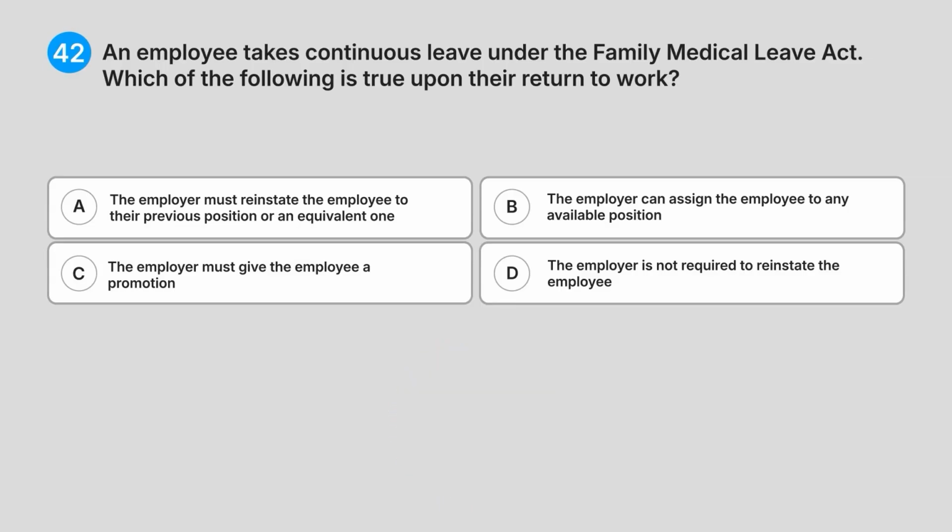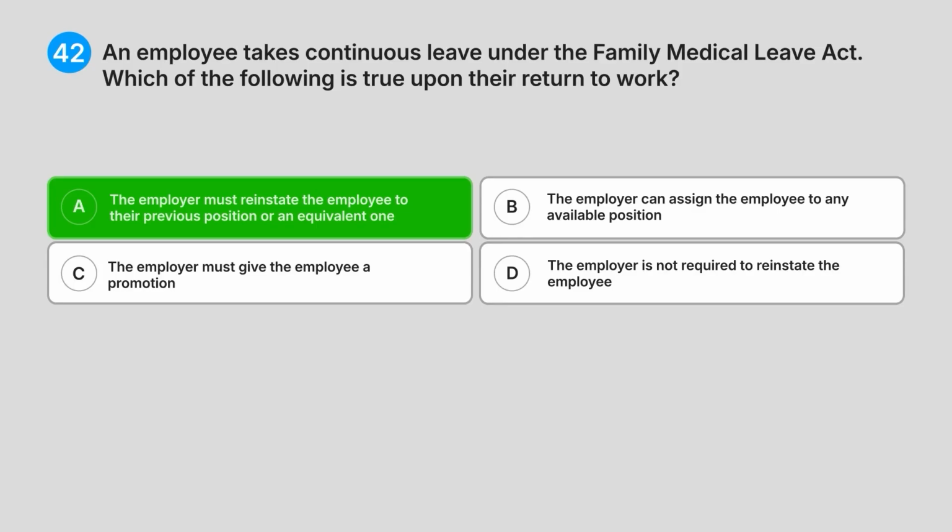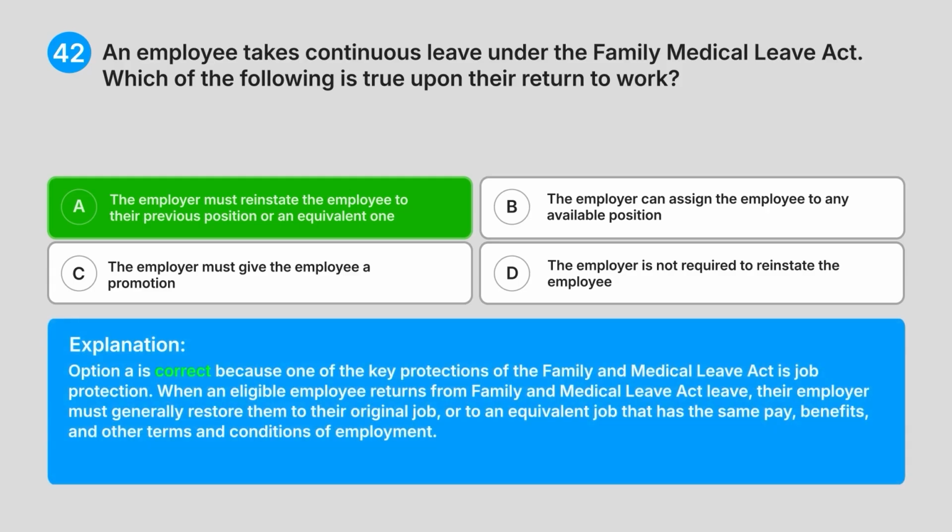Correct answer, A. The employer must reinstate the employee to their previous position or an equivalent one. Explanation. Option A is correct because one of the key protections of the Family and Medical Leave Act is job protection. When an eligible employee returns from Family and Medical Leave Act leave, their employer must generally restore them to their original job or to an equivalent job that has the same pay, benefits, and other terms and conditions of employment.